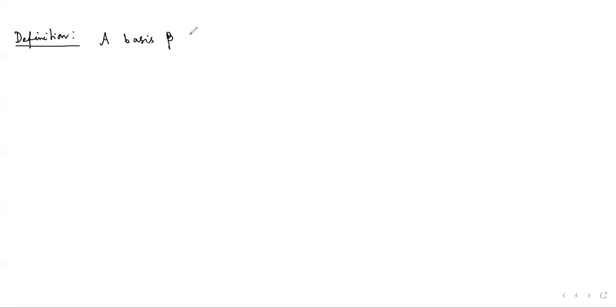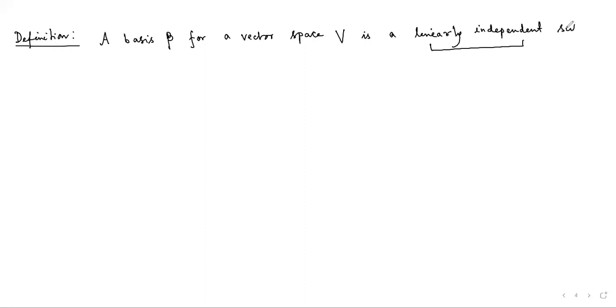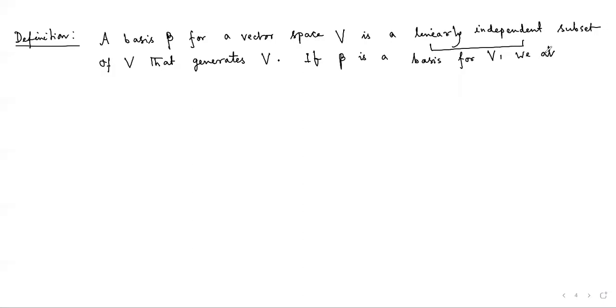Let us denote this basis by beta. For a vector space V, a basis is a linearly independent subset of V that generates V. If beta is a basis for V, we also say that the vectors of beta form a basis for V.